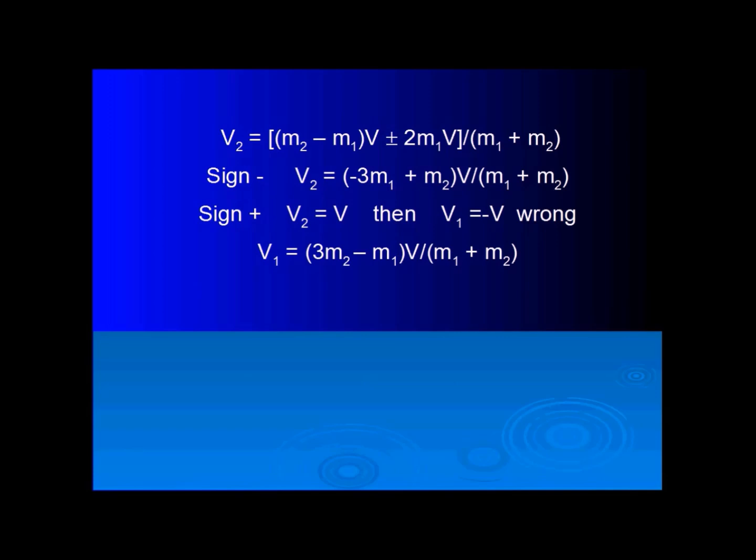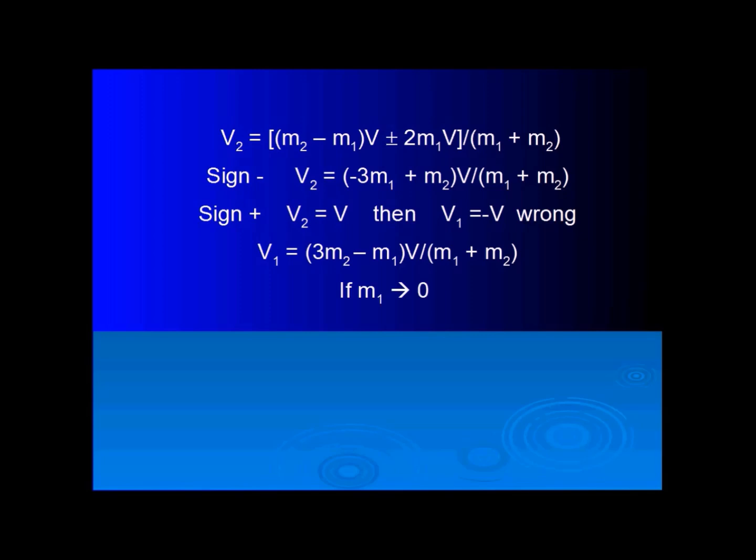As we analyze whether we take the sign positive or negative for V2, we notice that if we pick the positive sign, then the velocity of ball 2 will be the same as before the impact. So by momentum conservation, this will imply that the velocity of V1 is minus v, which doesn't make sense because ball 1 is over ball 2, and if ball 2 is moving upwards, so does ball 1.